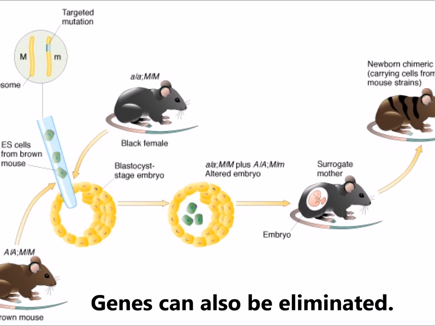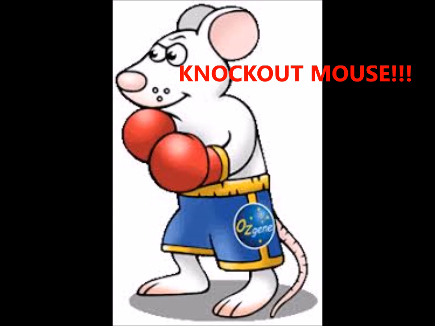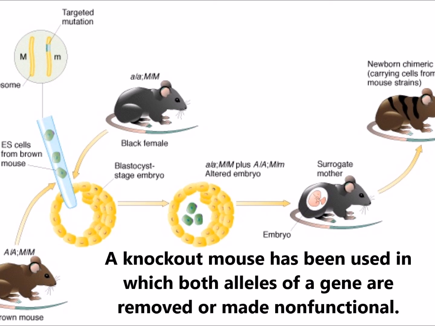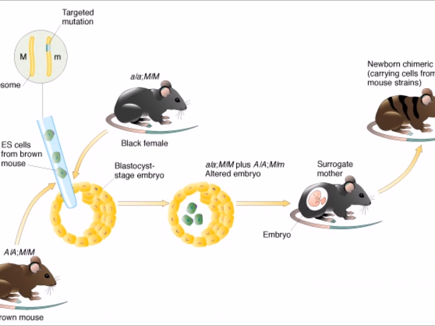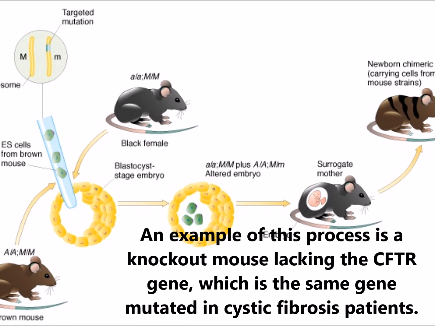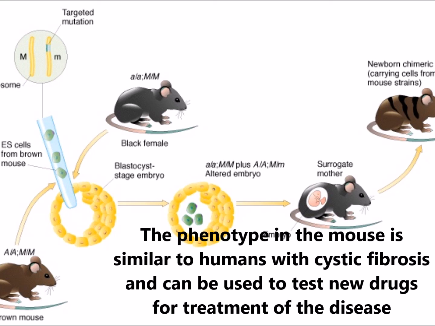Genes can also be eliminated. A knockout mouse has been used in which both alleles of a gene are removed or made non-functional. An example of this process is a knockout mouse lacking the CFTR gene, which is the same gene mutated in cystic fibrosis patients. The phenotype in the mouse is similar to humans with cystic fibrosis and can be used to test new drugs for treatment of the disease.